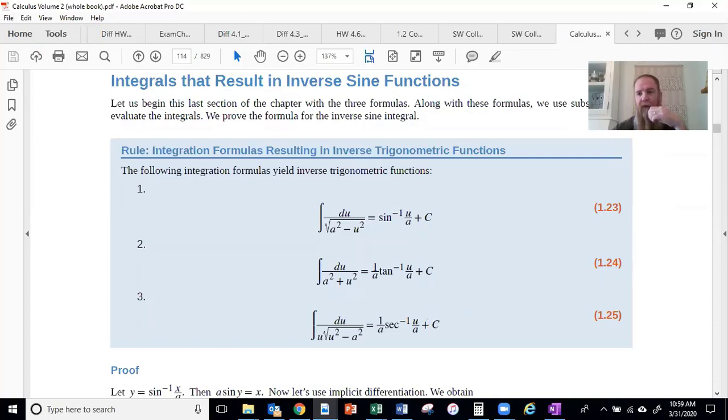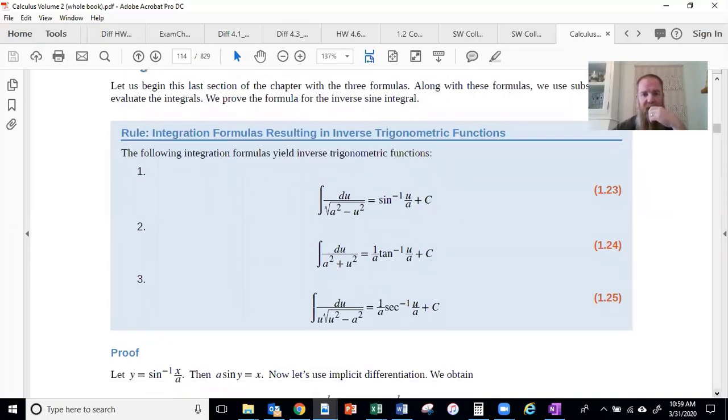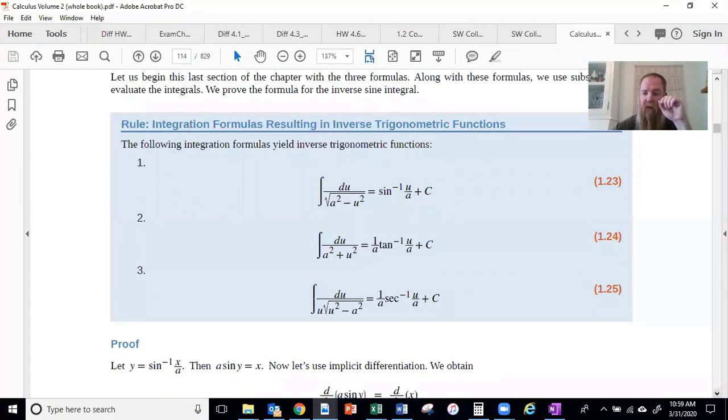First things first. The first thing I want to say about integrals involving inverse trig functions is that we're not finding the integrals of inverse trig functions. We're finding integrals of functions that will become inverse trigonometric functions.